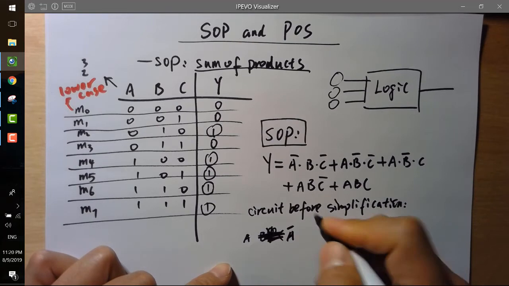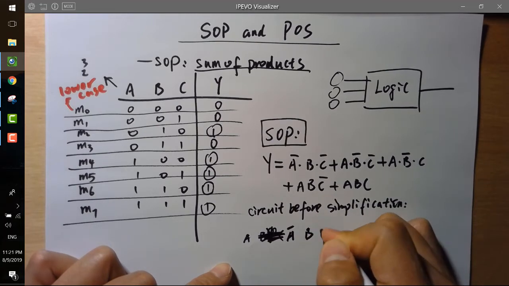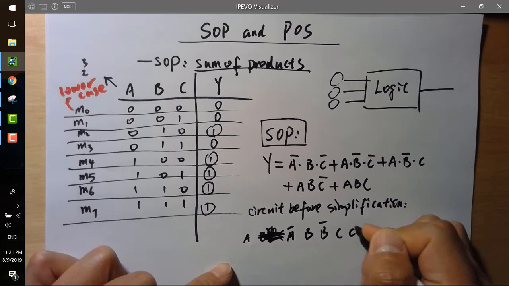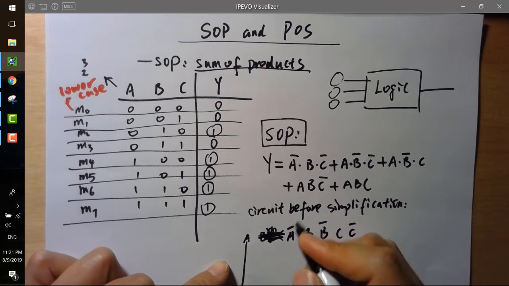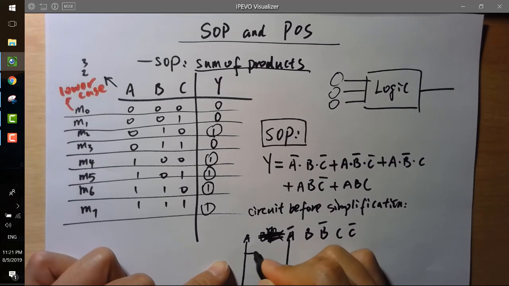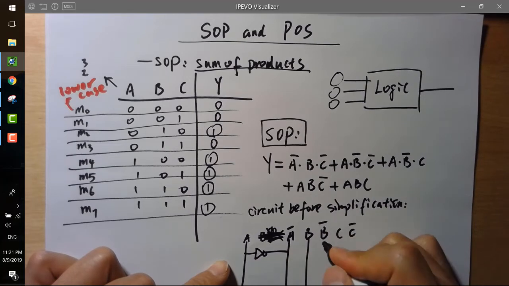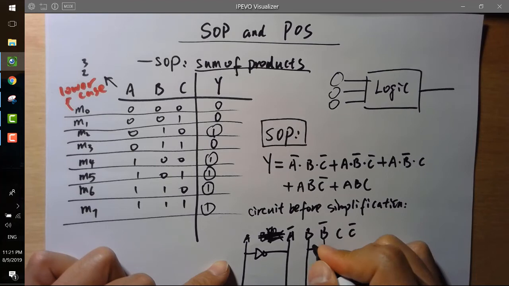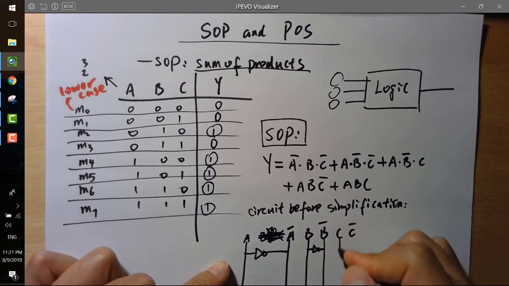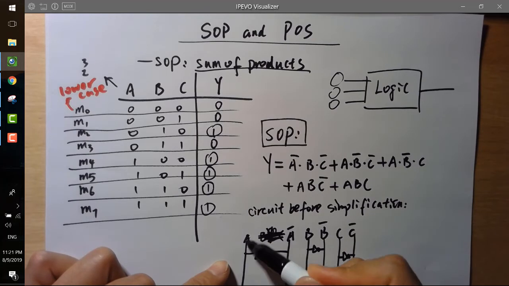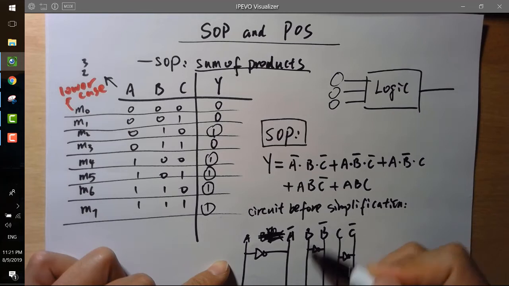A naught, B naught, C naught. So A naught, which is A naught, right? So B naught. In order to get B naught, you need an inverter for that. C naught. So all these lines are just metal wires. So that's the signal for A, that's the signal for A bar, B bar, C bar.